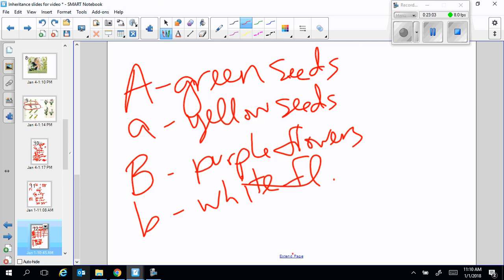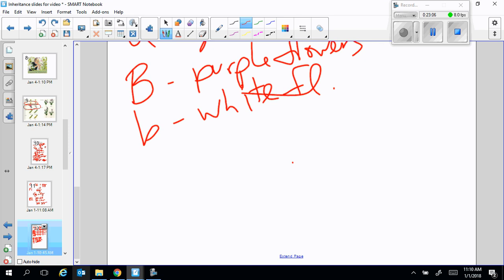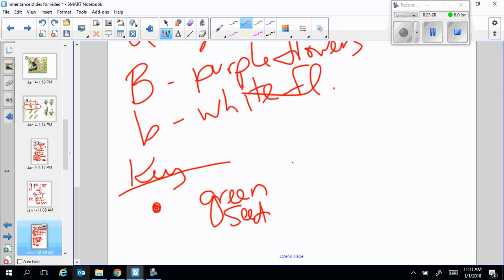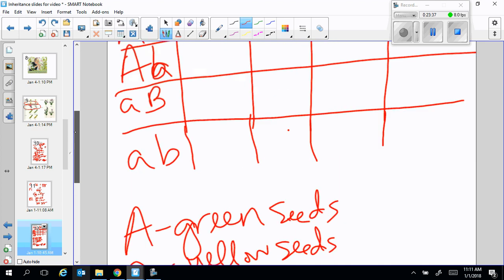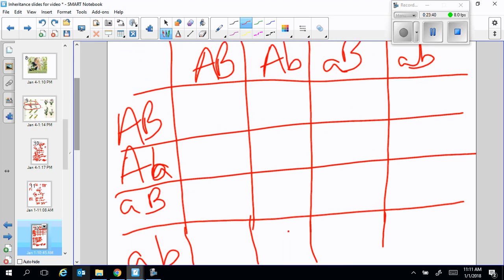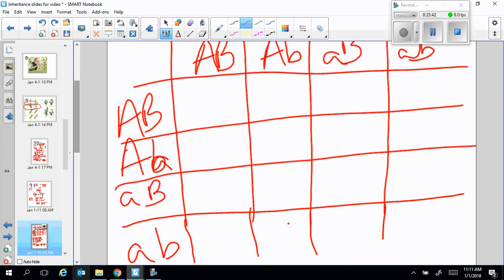Instead of filling in all of those boxes, what I do is I make up a key, and I come up with all my possibilities. My first one, I'm just going to make a filled in circle. That is going to be for all of the ones that have green seeds and purple flowers. So in order to have green seeds and purple flowers, all I need is a big A and a big B. So I'm going to go up to my cross. Again, I'm not filling in all those letters. There's no need to.